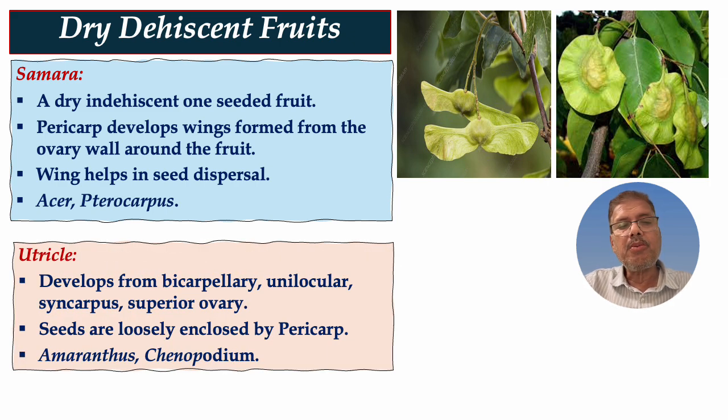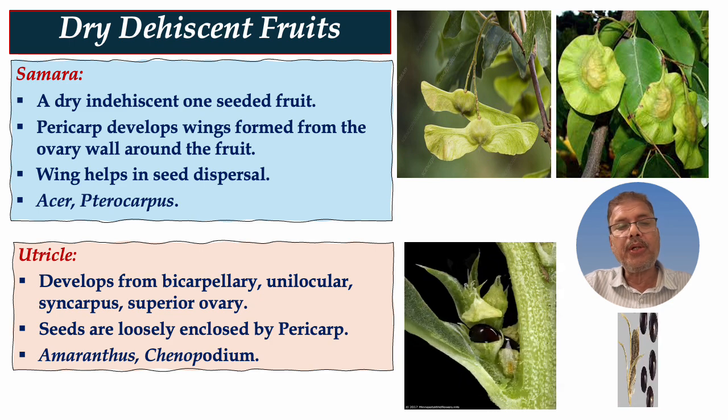An utricle develops from a bicarpellary unilocular syncarpous superior ovary with a pericarp loosely enclosing the seeds. Examples are Amaranthus and Chenopodium.